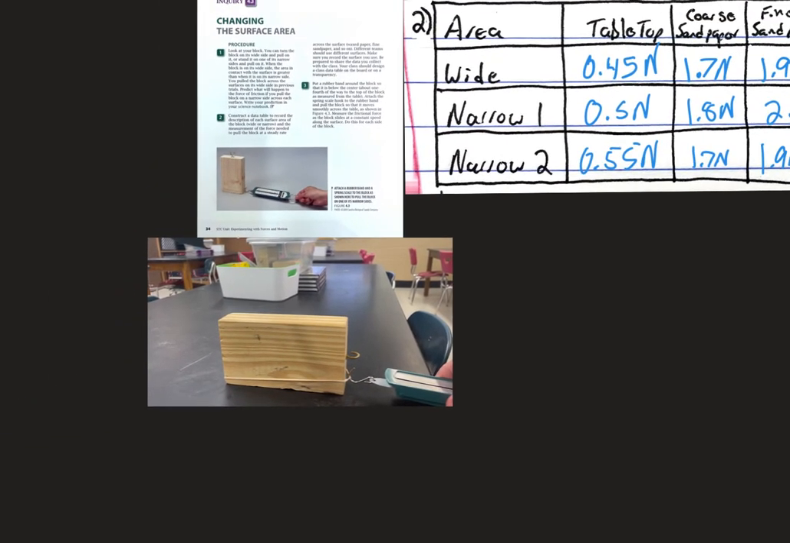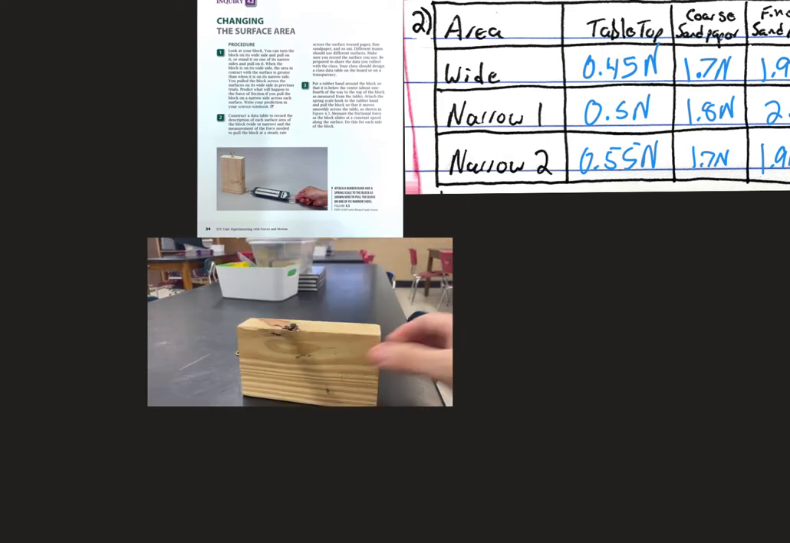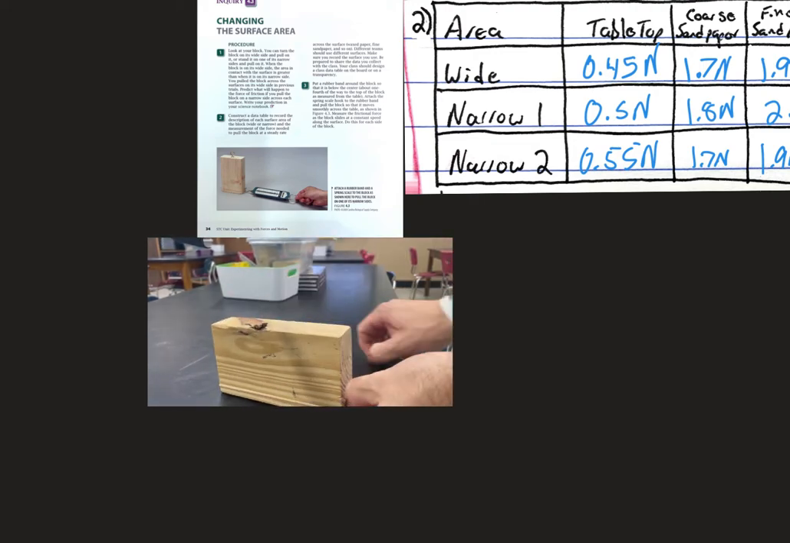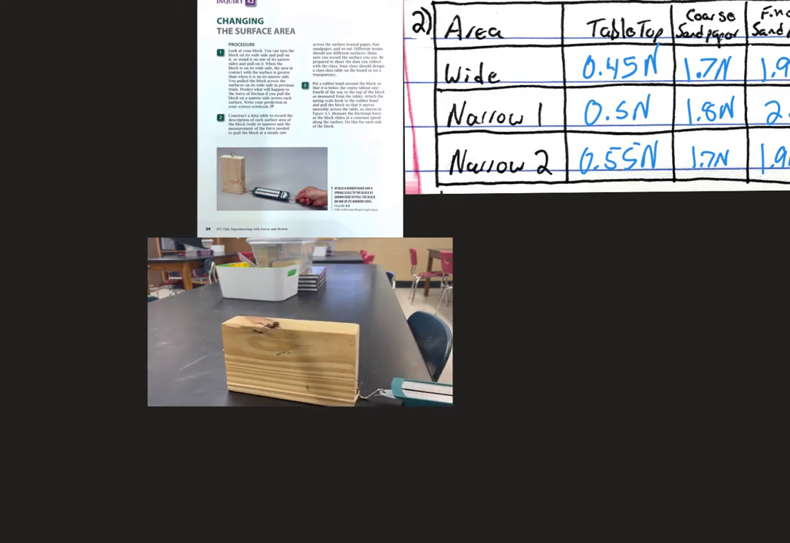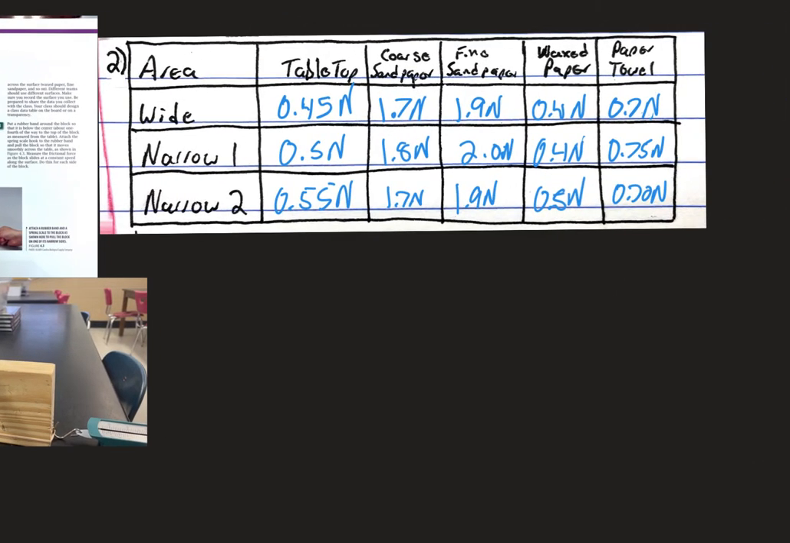All right, narrow 2, notice what we did here. We took the rubber band off, we flipped the block upside down, and we put the rubber band back on it. And we took the measurements again on the other side of the block. So, again, notice how it changed. It wasn't the same as narrow 1 because it is a different side of the block.